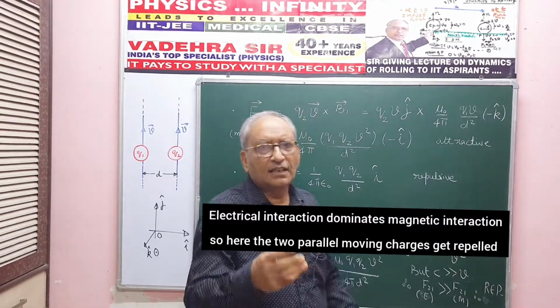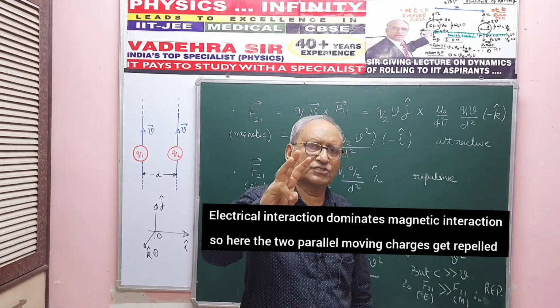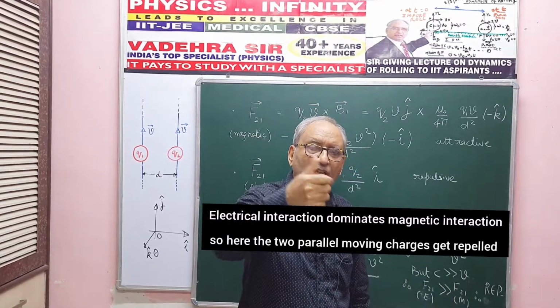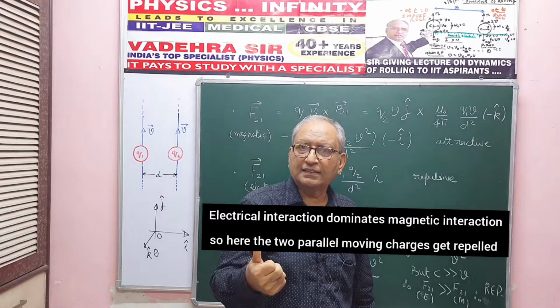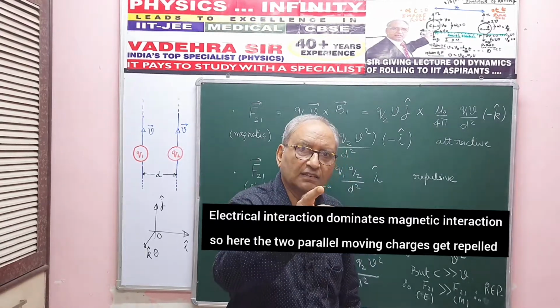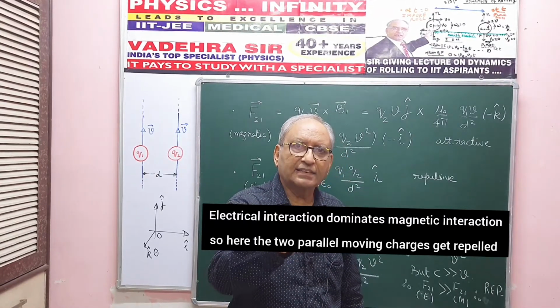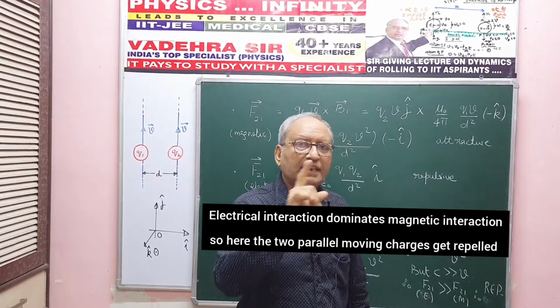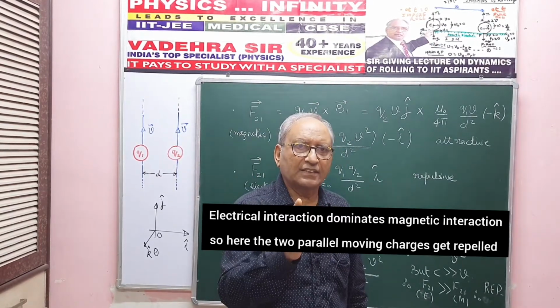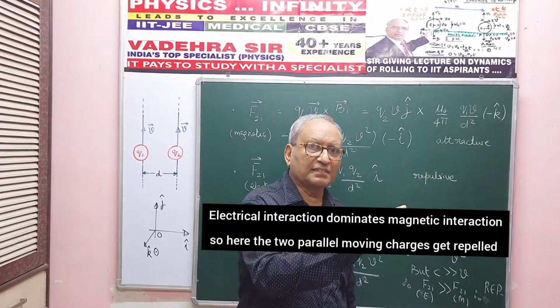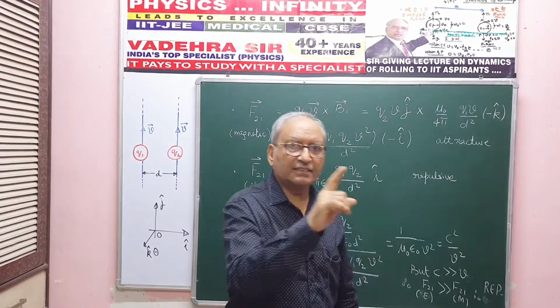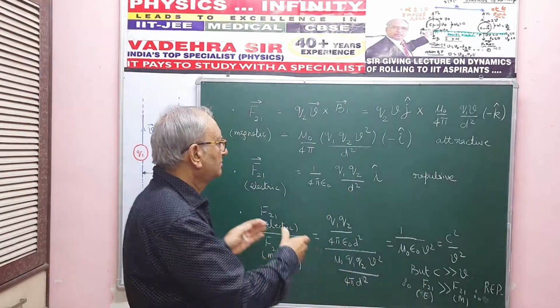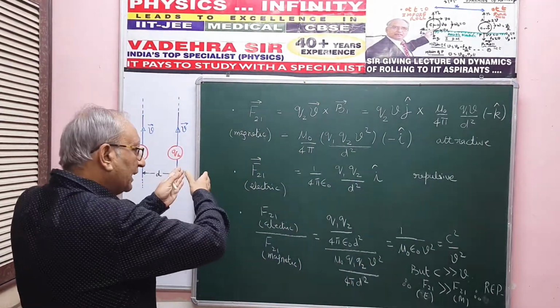In any case, out of the three classical interactions, gravitational, electric and magnetic, the strongest is electrical, then magnetic, and the weakest is gravitational. So electrical interaction dominates the magnetic interaction. Electrical is repulsive, magnetic is attractive. So overall, the parallel moving charges will get repelled.